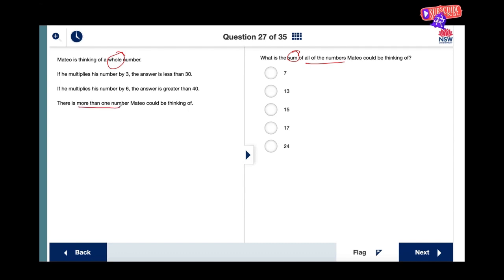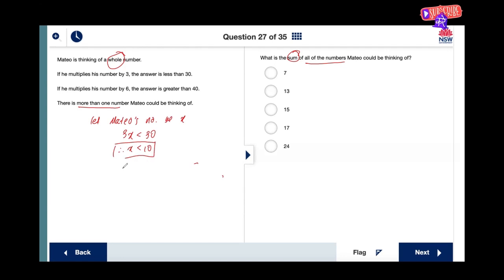So when he multiplies his number by 3, the answer is less than 30. I'm going to use algebraic reasoning here. So I'm going to let Mateo's number be x. So 3x is less than 30. Here I'm using inequality signs, which you should be familiar with in your primary school teaching. Since both sides are divisible by 3, I'm just going to simplify this so I have a bit more of a specific range. Therefore, x is less than 10. That's the first piece of information I'm looking at.